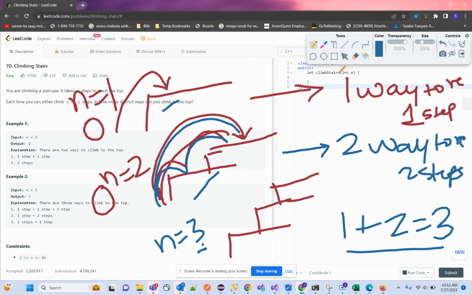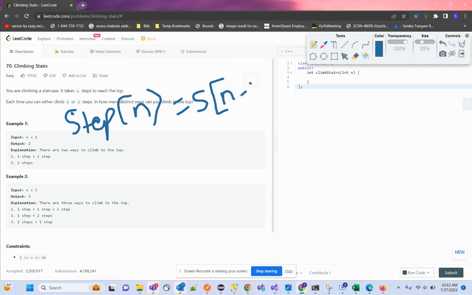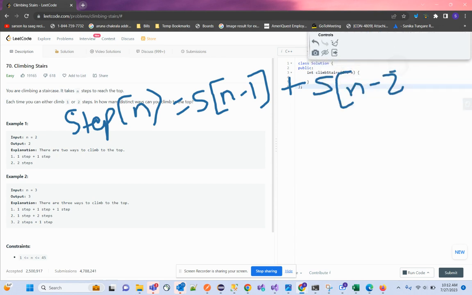If we store these ways, then we can easily calculate the next step. So the formula I'm trying to say over here is, to calculate the ways for n steps, we should know the n minus 1 ways and add it with the n minus 2 ways. That is what I showed you right now. We calculated the one way for the first step.